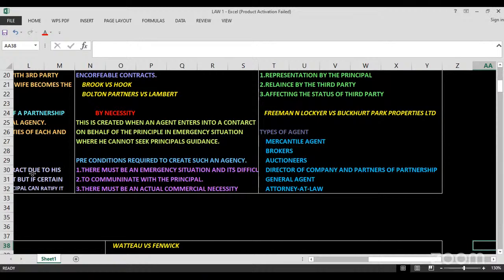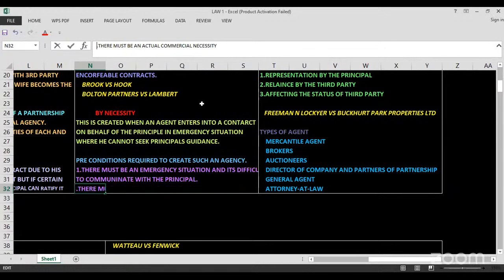First one is there must be an emergency situation and it is difficult to communicate with the principal. As I told you, the situation should be an emergency, where you can't talk to the principal and take a decision.